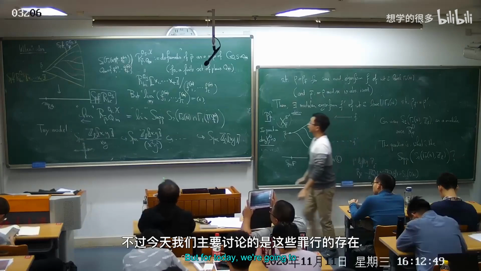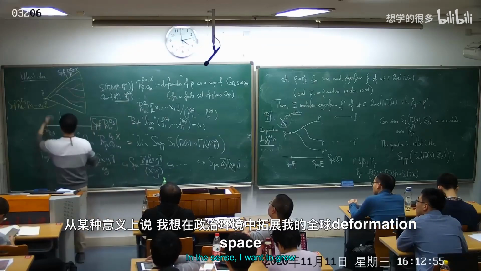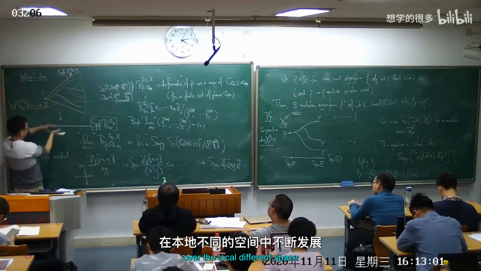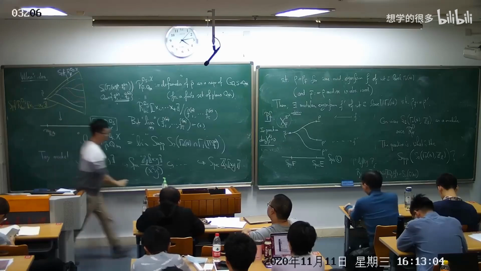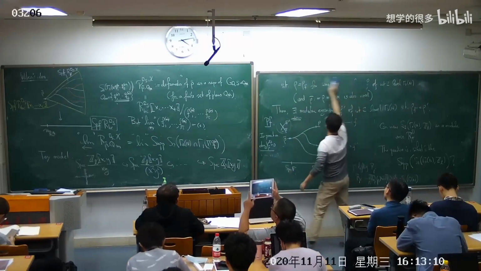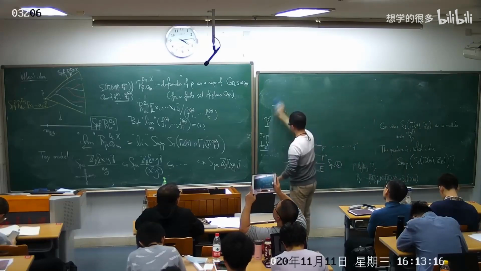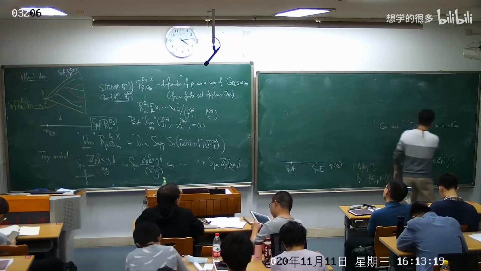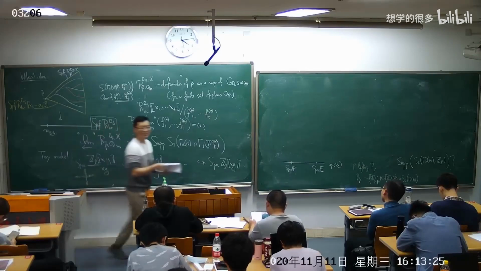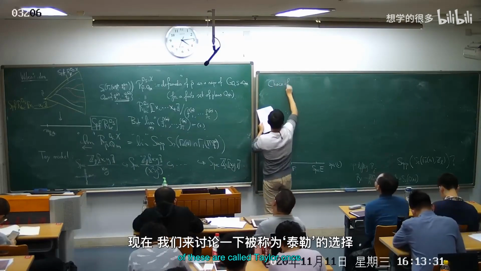But for today, we're going to focus on the existence of these primes, in the sense that I want to grow my global deformation space inside a polydisk over the local deformation space. So let's do this. We've done the sorry part. Now let's come to the choice of these primes, which are called Taylor-Wiles primes.